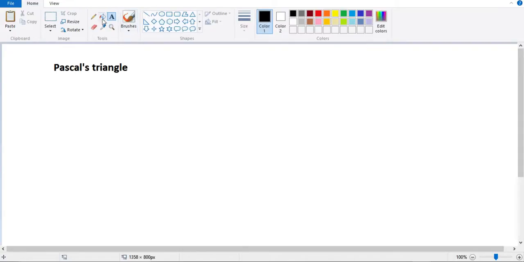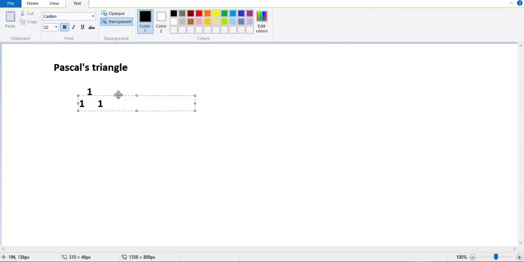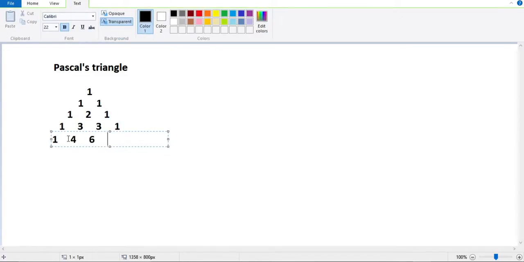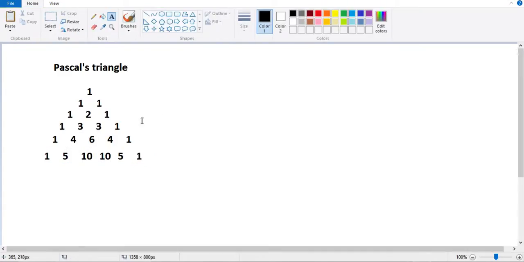Pascal's triangle is when you start with a 1, then you have 1, 1, then 1, 2, 1, and then 1, 3, 3, 1. Maybe move it like this, and then you keep going like this. And 1, 5, 10, 10, 5, 1. I won't keep going, but basically, this pattern comes up in a lot of places.